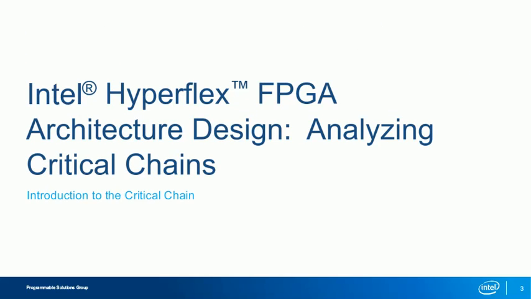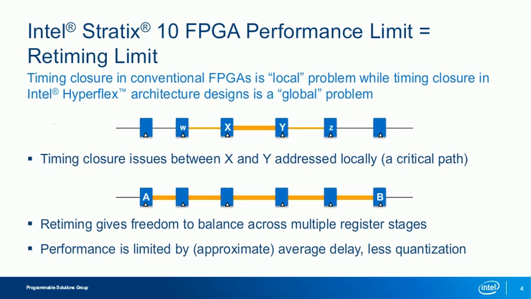So first, Introduction to Critical Chains. Traditional FPGA architectures today have the concept of the critical path. A critical path is the slowest path between any 2 registers within a clock domain. Since the clock cannot reliably run any faster than what is supported by the logic delay between these 2 registers, the critical path between the registers effectively defines the maximum clock domain speed, or Fmax.